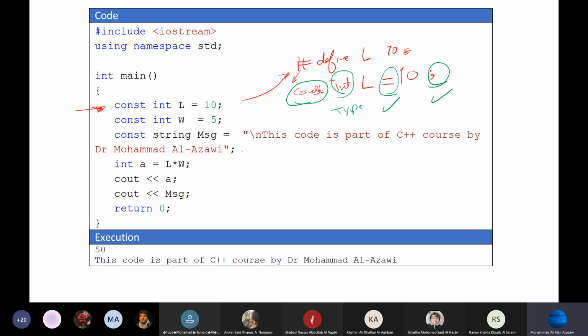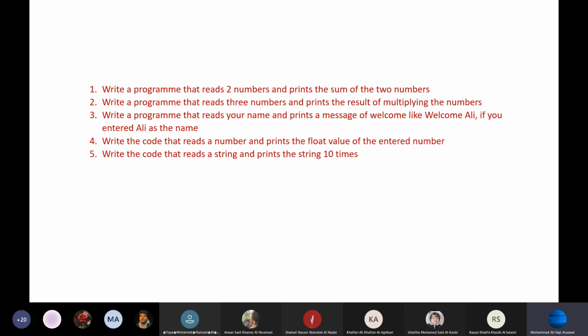Of course, we tried this also. Whenever you want to change the value of the constant, you will get an error. If you remember, we tried it and we got an error. And these were the questions that I gave to you to answer. We'll answer them later.